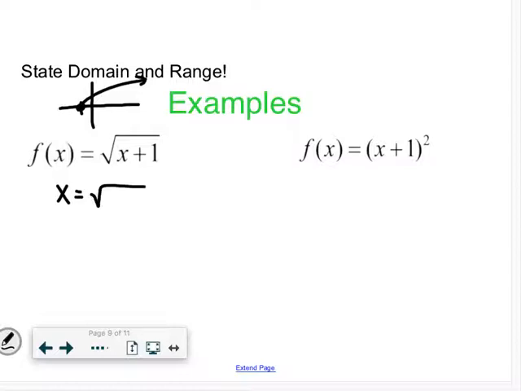X equals the square root of y plus 1. It's very similar to our cubic function. Square both sides, subtract 1. So we'll get x squared equals y plus 1. Y equals x squared minus 1.